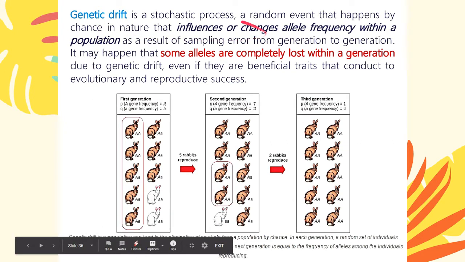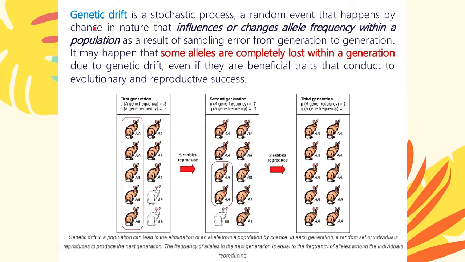Genetic drift is a stochastic, or random, event that happens in nature, and it can greatly change the allele frequency within a population. An allele is a form of a gene, right? This results in some alleles being completely lost within a generation because of that random event, even if they are beneficial to the organism. This is not because of natural selection. It just so happened that because of that event, they were the ones who got removed from the population.